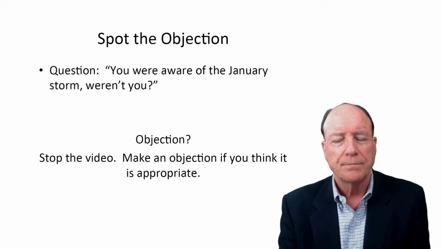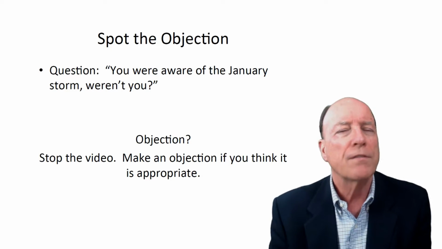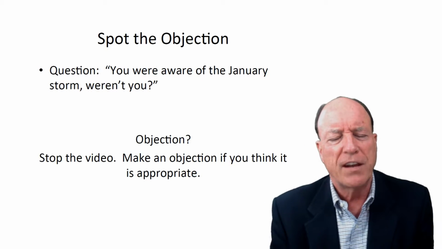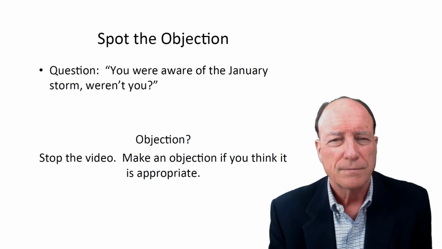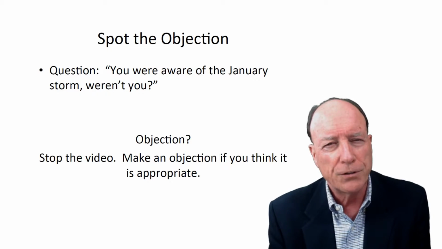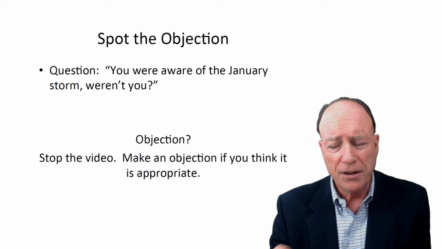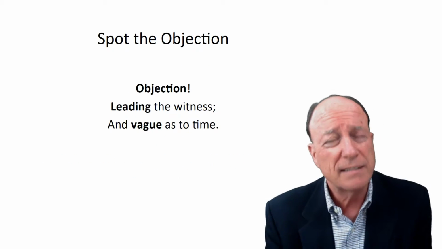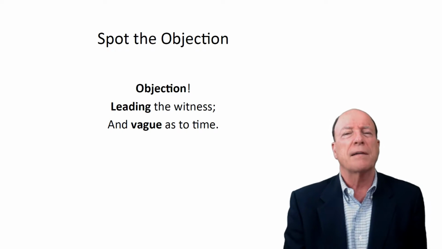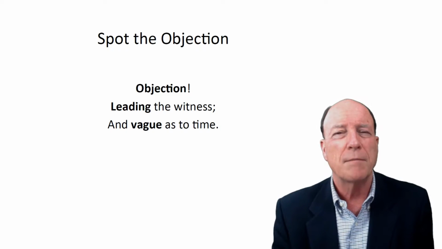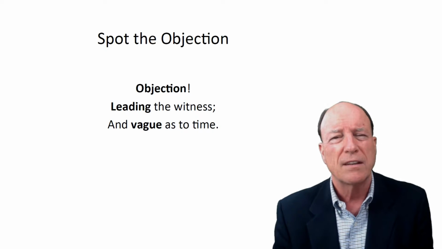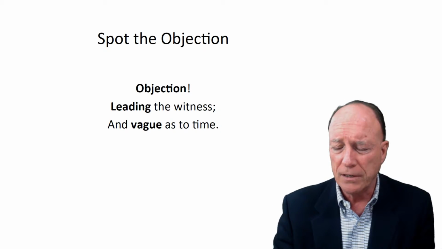Here's your next question. Ms. Witness, were you aware of the... Well, let me restate that. Ms. Witness, you were aware of the January storm, weren't you? I'll repeat it. You were aware of the January storm, weren't you? Is that objectionable? Well, yes, it's a leading question. It's also objectionably vague as to the time of this witness becoming aware of a fact. It's a leading question. It suggests to the witness what answer the questioner is looking for.